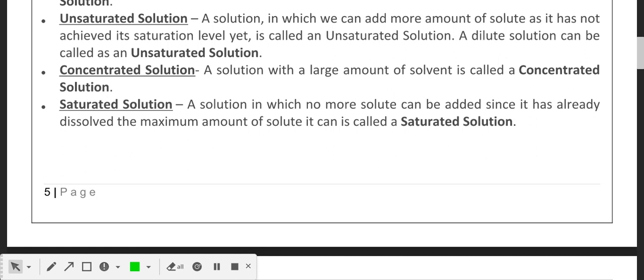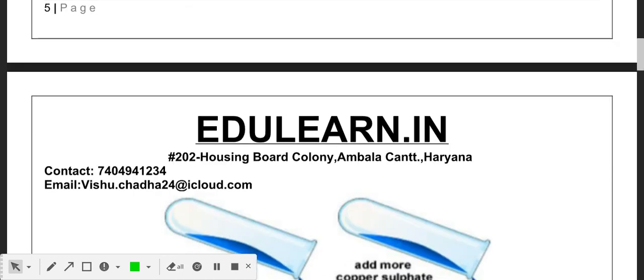Next, saturated solution. What do you mean by a saturated solution? It is a solution in which no more solute can be added since it has already dissolved the maximum amount of solute. तो ऐसा solution जिसके अंदर ज़्यादा से ज़्यादा हम solute add कर चुके हैं और इससे ज़्यादा आगे solute add नहीं हो पाएगा, that is known as saturated solution. जैसे मैंने अभी आपको example दिया of sugar in water. शुगर आपने इतने लेवल तक एक्सटेंड कर दिया, अब water की capacity नहीं है शुगर को dissolve करने की, that is known as saturated solution.